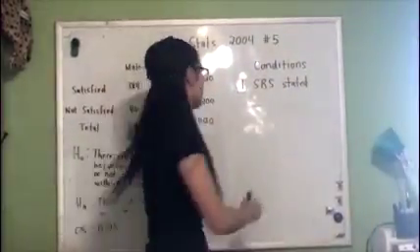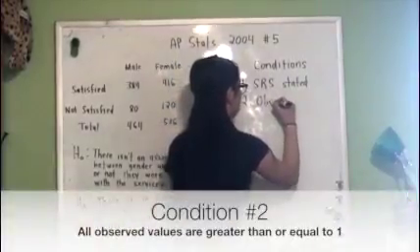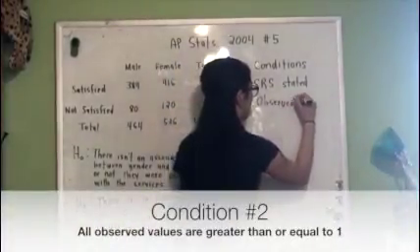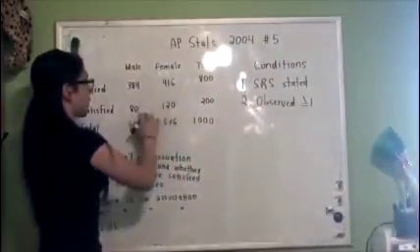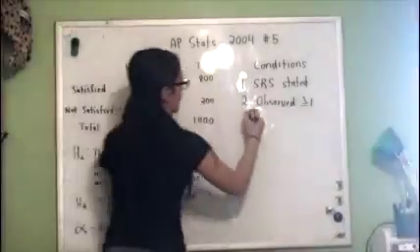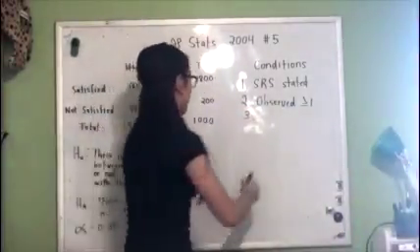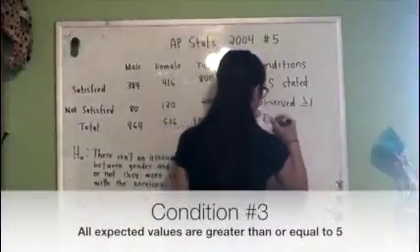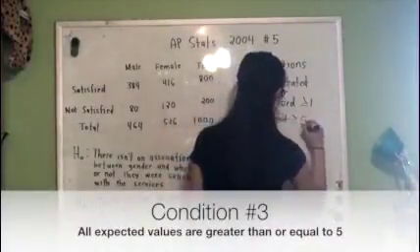So number 2, observed values are greater than or equal to 1. Right here you see all of them are way past 1. And 3, expected values are all greater than or equal to 5. Expected greater than or equal to 5.